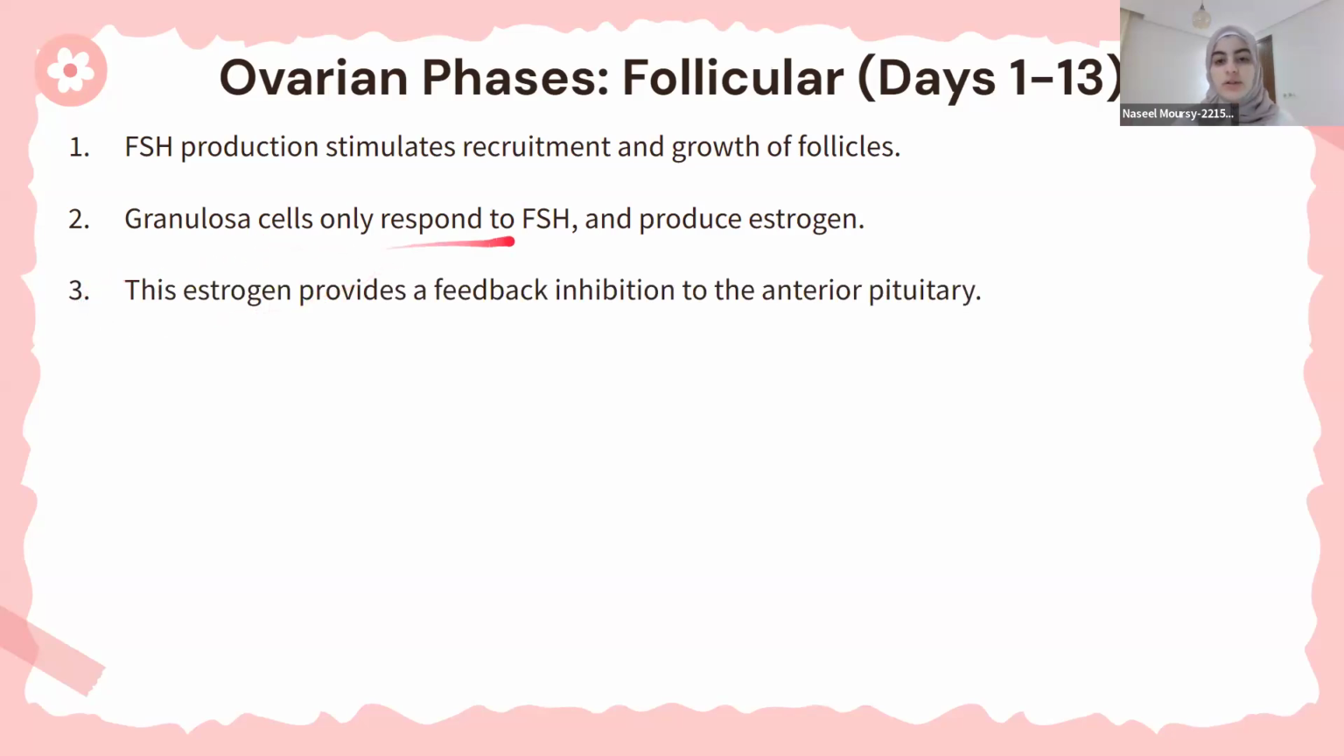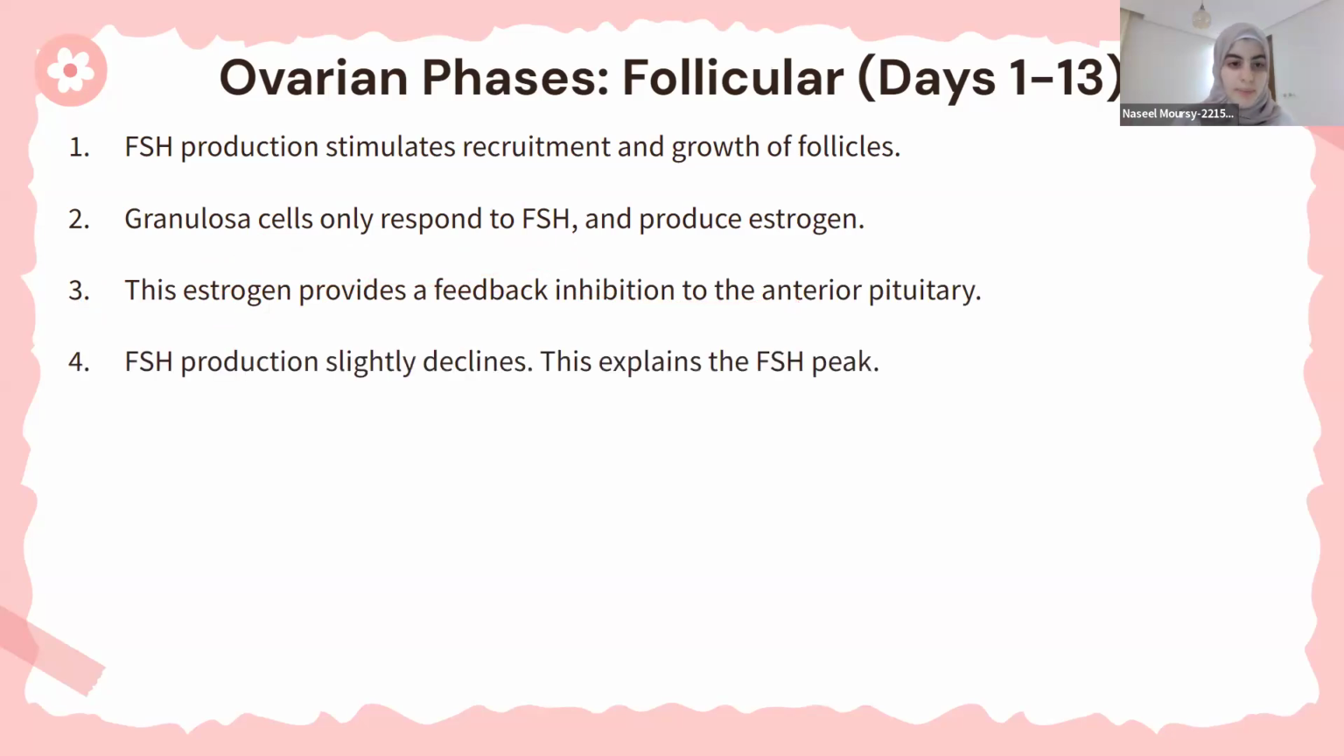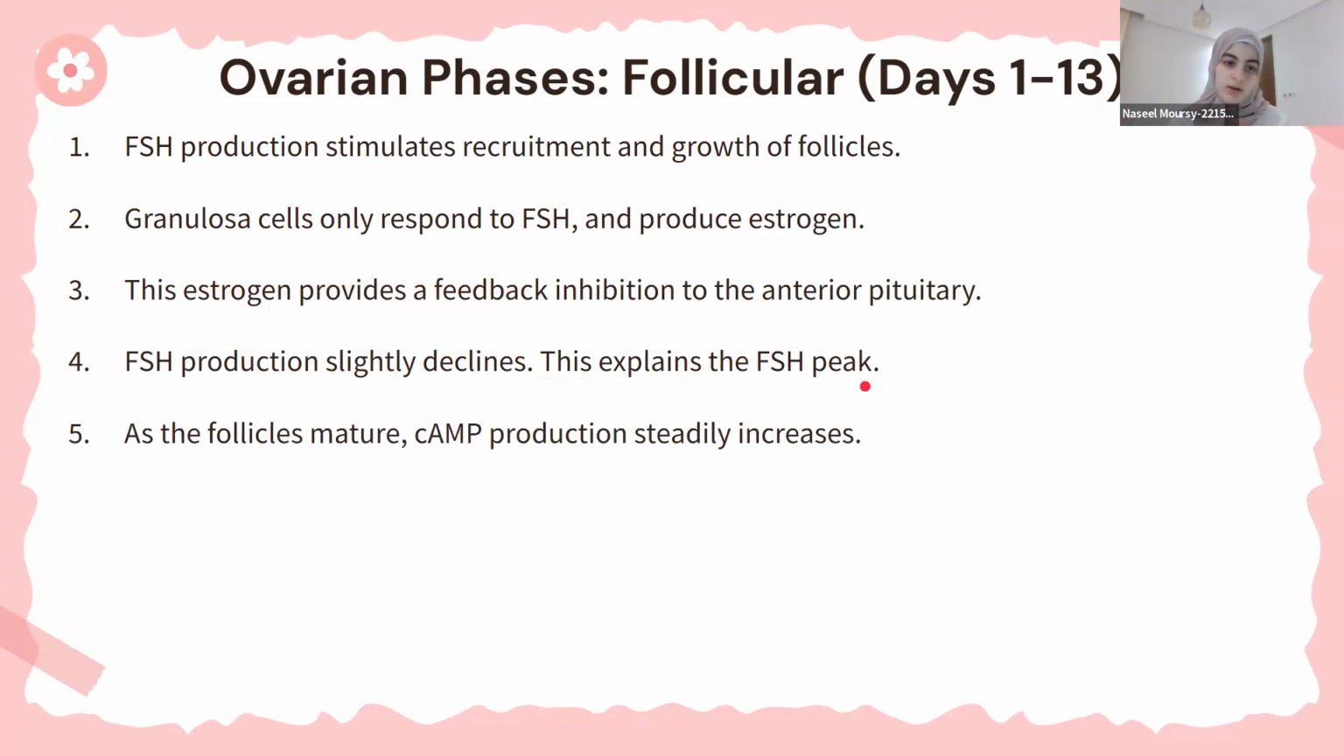So the granulosa cells secrete the estrogen, and then this estrogen provides a feedback inhibition to the anterior pituitary, so it decreases the secretion of LH and FSH. FSH production slightly declines, and this explains the FSH peak we saw at the beginning of the menstrual cycle, day 1. Okay? Now, we said we need LH to also stimulate the granulosa cells.